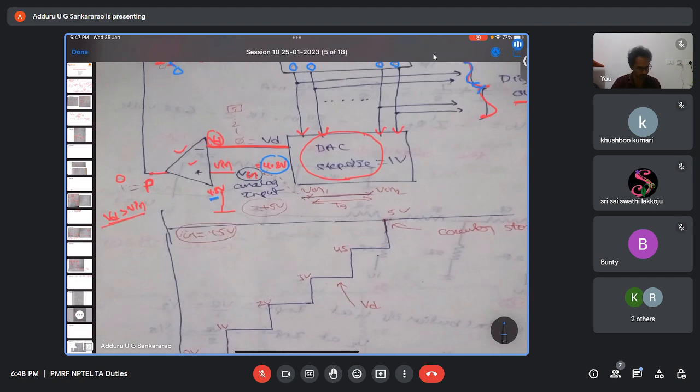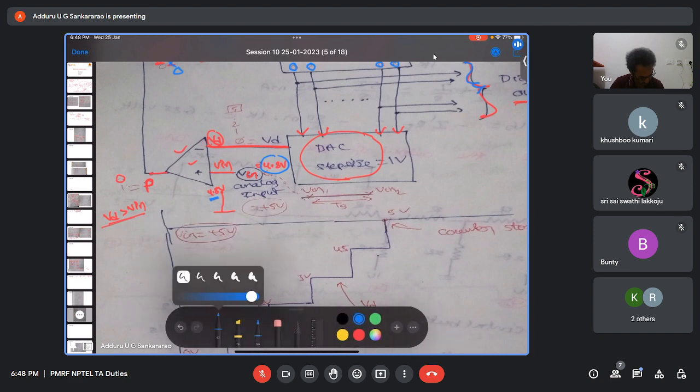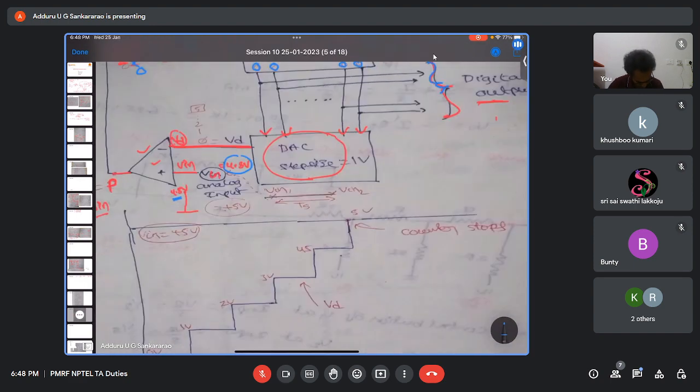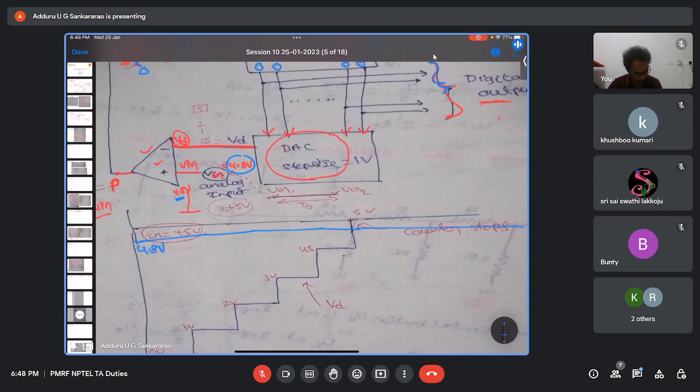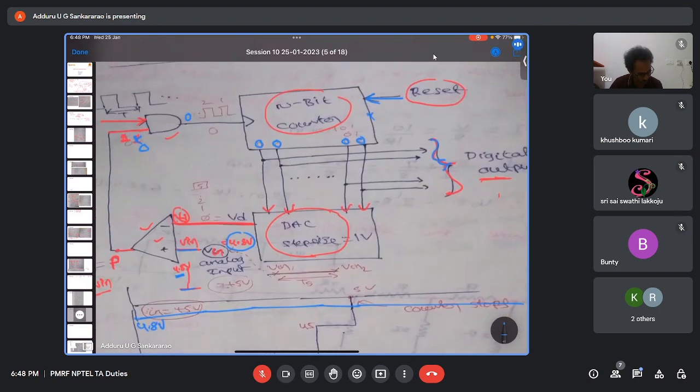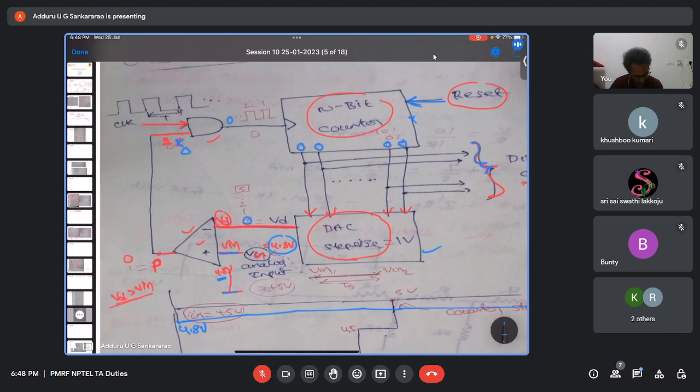Input you have given 4.8 volts. Okay, input I have given 4.8 volts continuously. I'm drawing here. Somewhere here, input is not 5, 4.8 I'm giving. Okay, 4.8 volts. Input constantly I'm supplying at the plus input. Now counter initially reset. So now the counter value goes to the DAC. What is the DAC output? DAC output is 0. Now, since DAC output is 0, Vd is 0, Vin is 4.8, so P is 1.